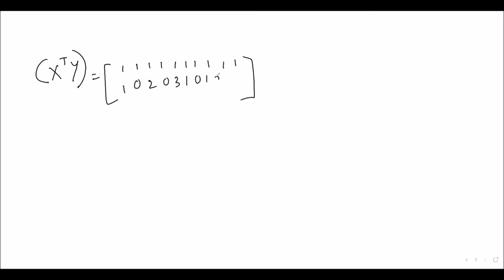The next quantity is X transpose Y. I'll just show you the method. So the transpose of X is this: 1 1 1 1 1 1 1 1 1 1, and 0 2 0 3 1 0 1 2 0. This is 2 by 10. I always write this so that I can make sure I'm writing in the correct way whenever I do a matrix computation.